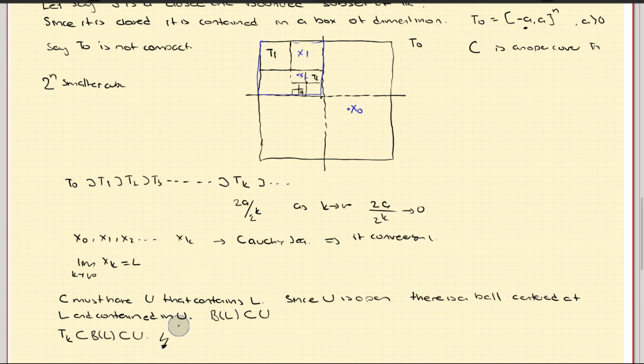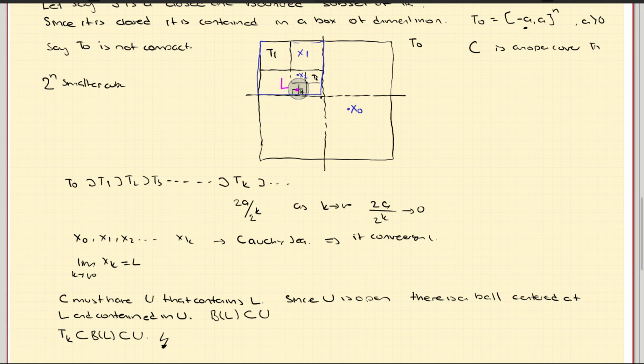So we are getting closer to the end of the proof. C must have a member U that contains L, because L is contained in T0 and C is an open cover for T0, and hence it should have a member that contains L, right? And since U is open, we may find a ball centered at L that stays inside U, right? So we have L here. Let's draw it somewhere here. We have the accumulation point, so the limit point of this sequence. Let's draw it with purple here.